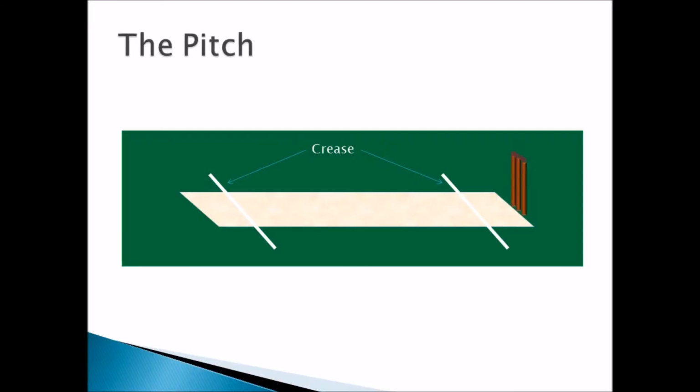The pitch is marked with painted lines, a bowling crease in line with the wicket, and a batting or popping crease 4 feet in front of it. The importance of the popping crease to the batsman is that it marks the limit of his safe territory.